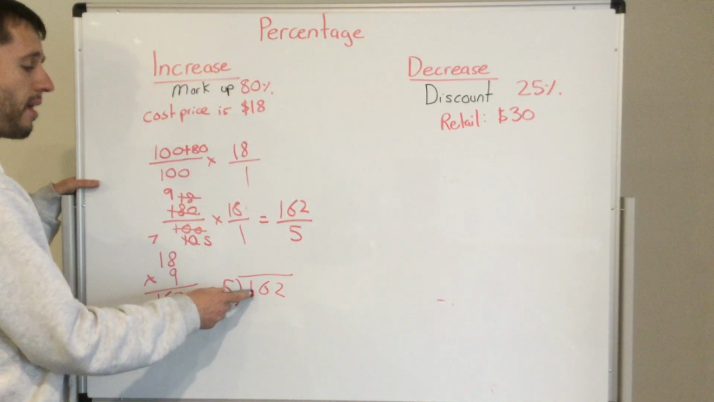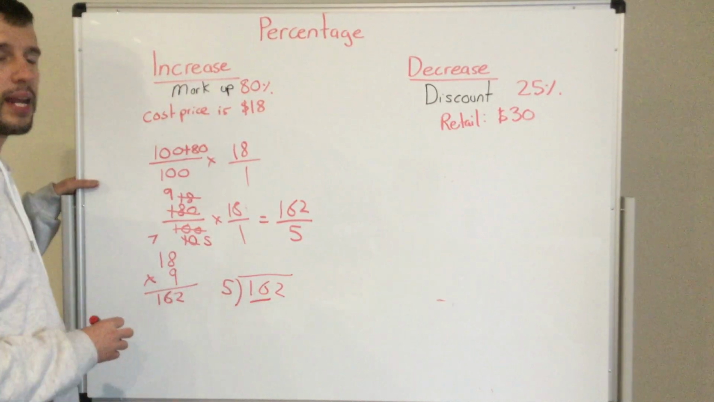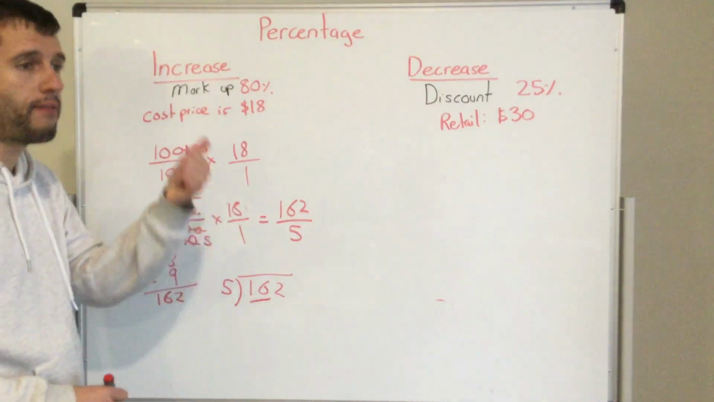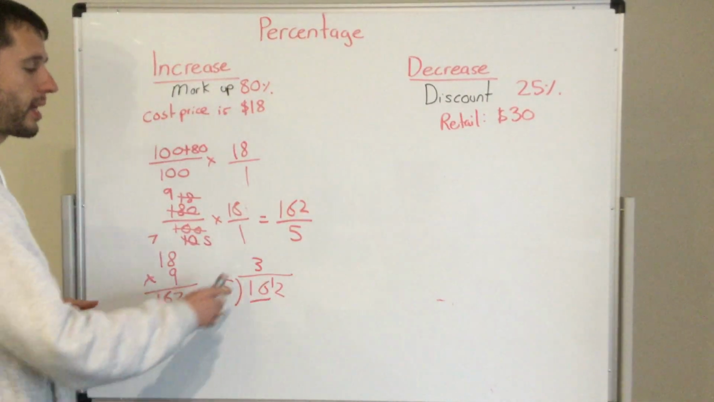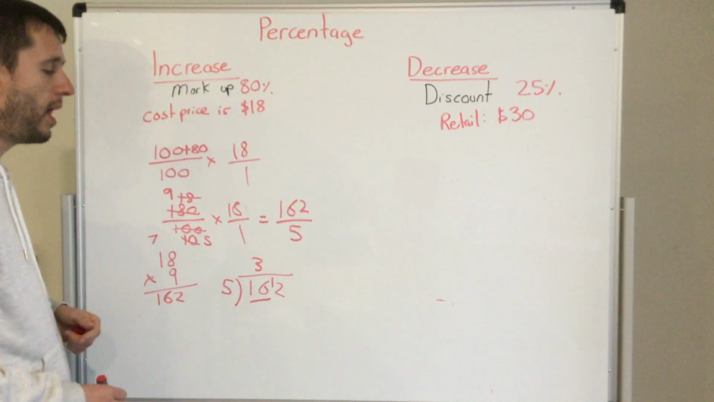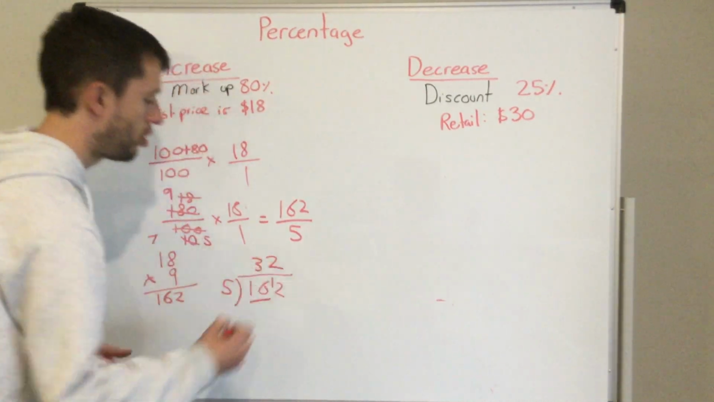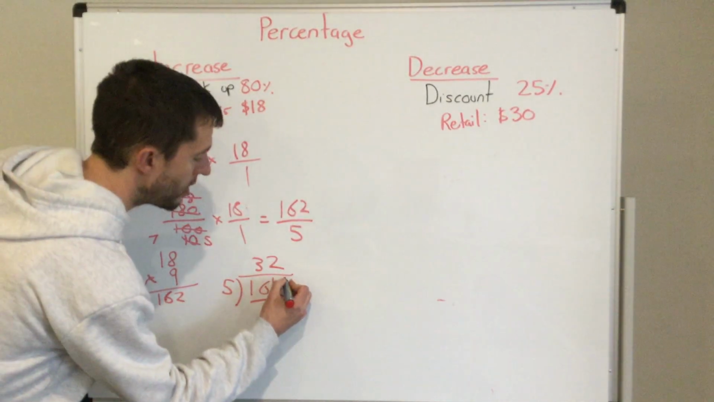Can I divide 1 with 5? I can't, so I'll look at my next number as well. 16. How many 5s in 16? 5, 10, 15. I've got 1 left over, so I carry that over, and now I've got 12. How many 5s in 12? 5, 10. 2, and I've got 2 left over. So I carry that 2 over.